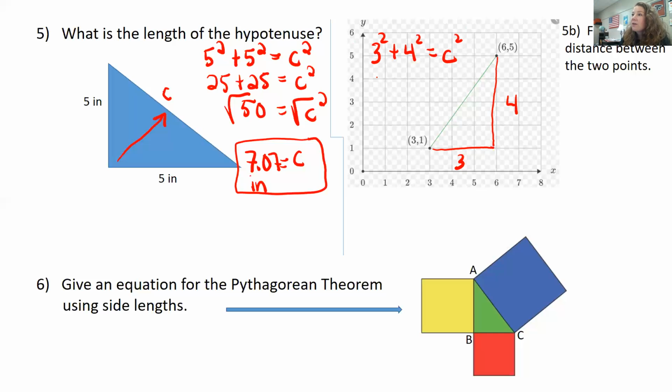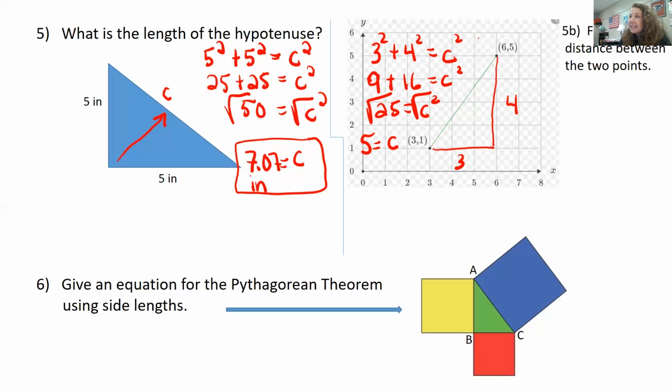and that's going to equal our hypotenuse squared. So 3 squared is 9, 4 squared is 16, and 9 plus 16 is 25. So is the hypotenuse 25 units long? No, the square root of 25, which of course is 5. So this length is about 5 units long.